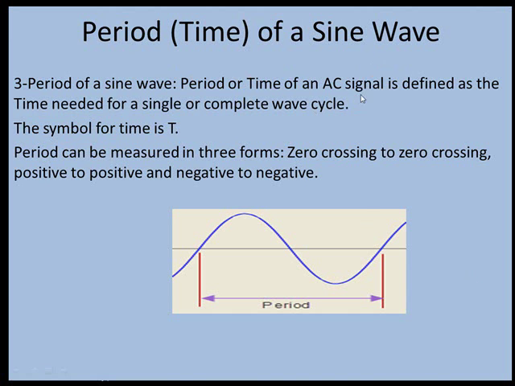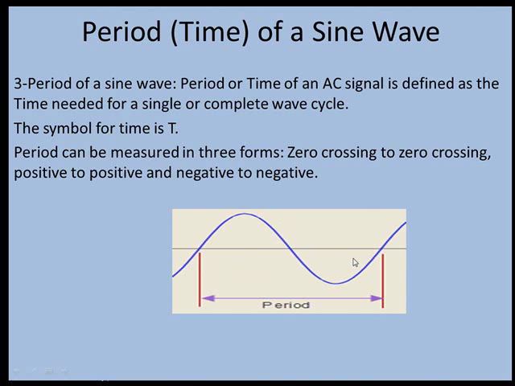Additionally, we talk about period, or time, of a sine wave, described as the time that an AC signal requires for the completion of a single, complete cycle. The symbol for time is T, or period. It can be measured in three forms. In other words, if I start measuring the signal from this point to this point, a full cycle, that will be my period.